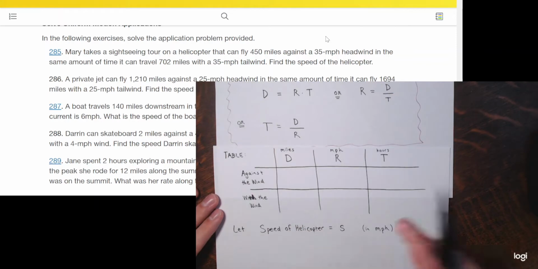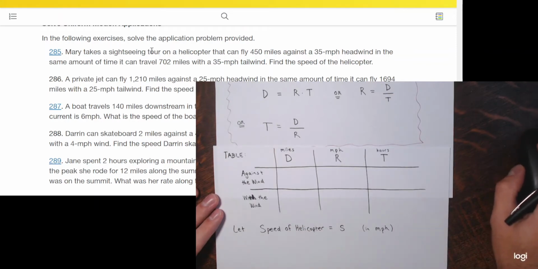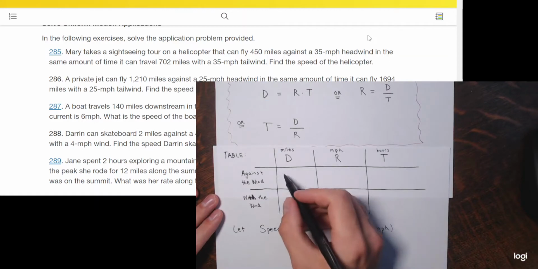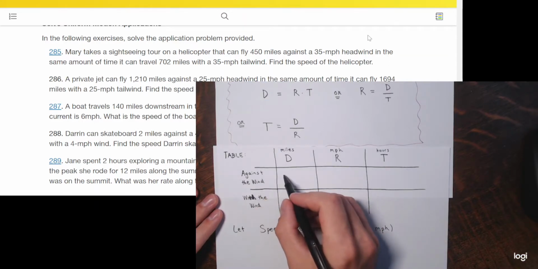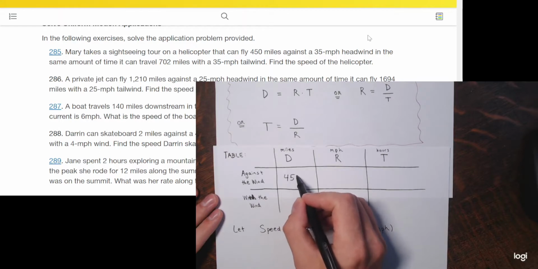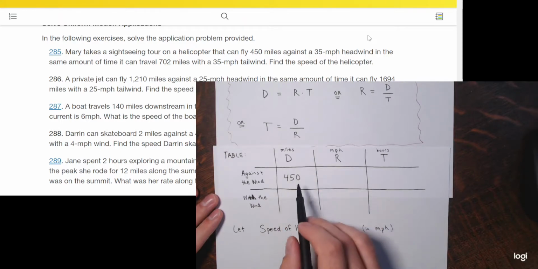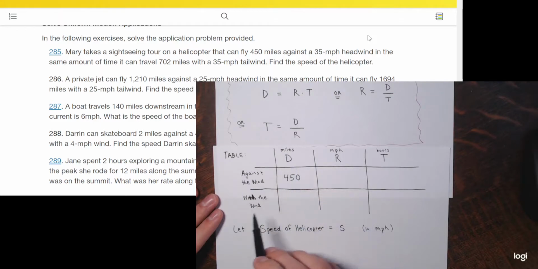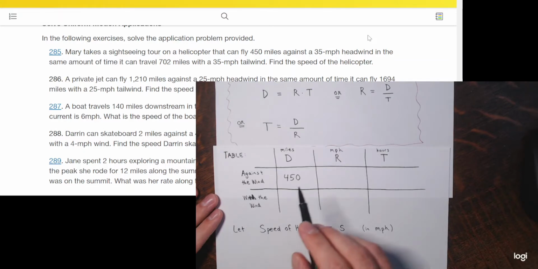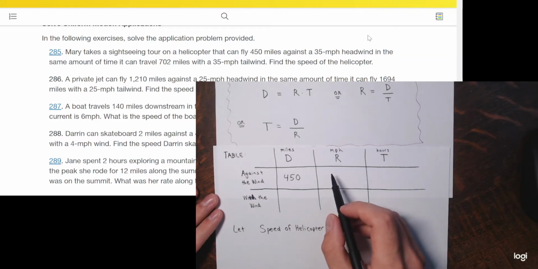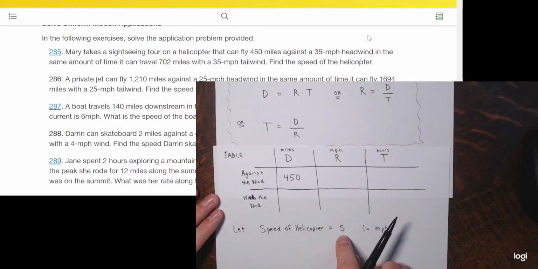So, reading through it again, Mary takes a sightseeing tour on a helicopter that can fly 450 miles against a 35-mile-an-hour headwind. So the distance traveled against the wind, they're saying, is 450 miles, right? I don't have to write the word miles here because I already say that the distances are in miles. Against a 35-mile-an-hour headwind. So remember I mentioned earlier these with the wind, against the wind problems. We're going to just very, very much simplify this.